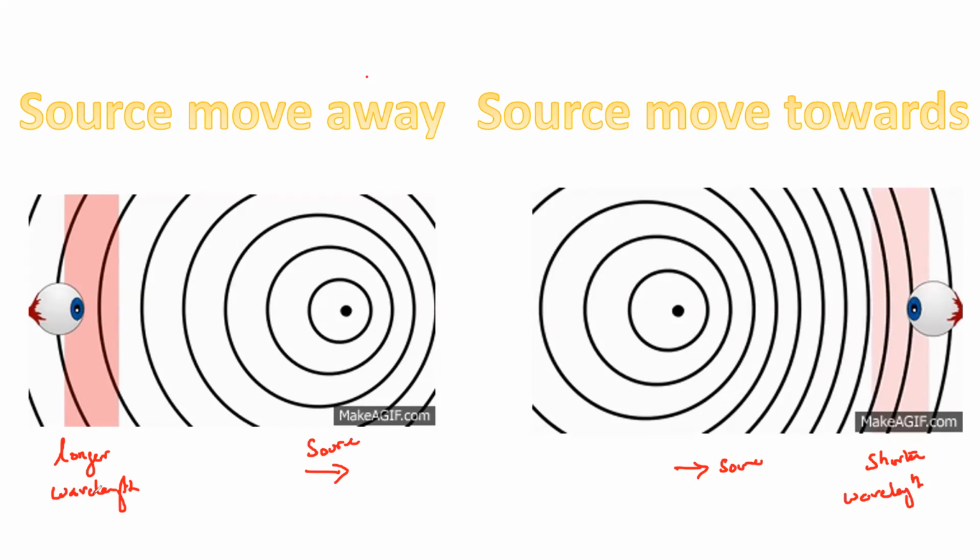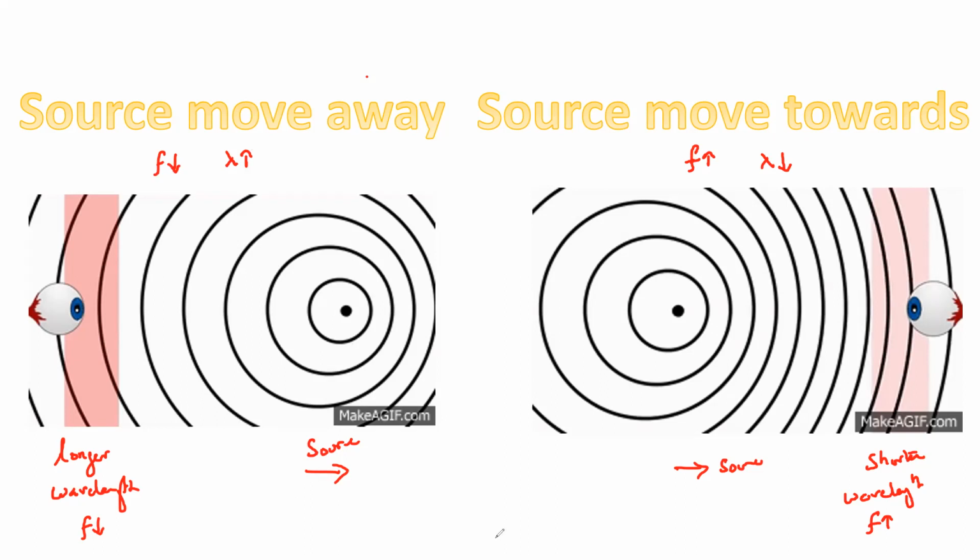We can also say longer wavelength means smaller frequency, and shorter wavelength means higher frequency. So when the source is moving towards the observer, the frequency the observer receives will increase and the wavelength will decrease. Whereas if the source is moving away, the frequency received is smaller, but the distance between the two wavefronts is larger. So due to the relative motion of the source or observer, the frequency or wavelength appears to change, and we call this the Doppler effect.